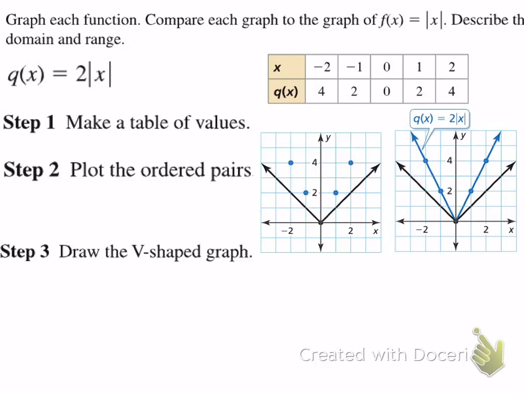Now, when I multiplied by a whole number, does it make it skinnier or wider? Yes. The blue is the new function. The black is the parent function. It's making it narrower because it's stretching toward the y-axis. It's stretching to the y-axis with a whole number. The whole number makes it skinny.